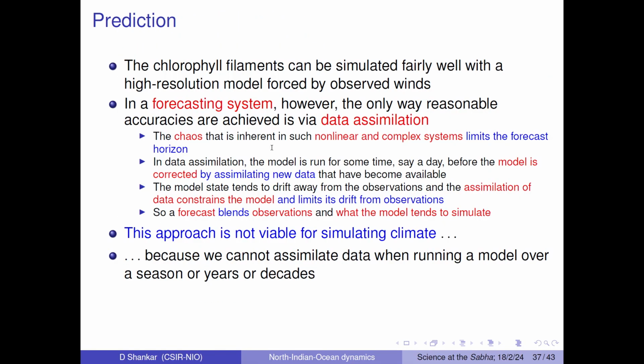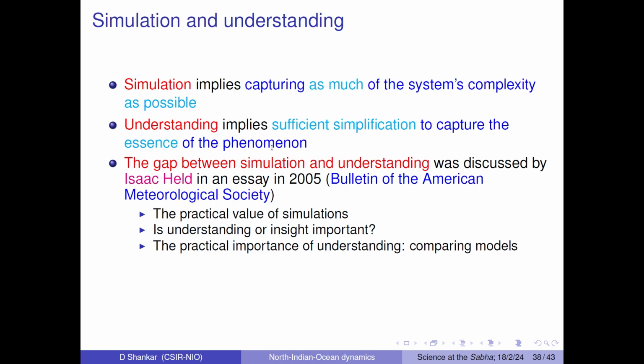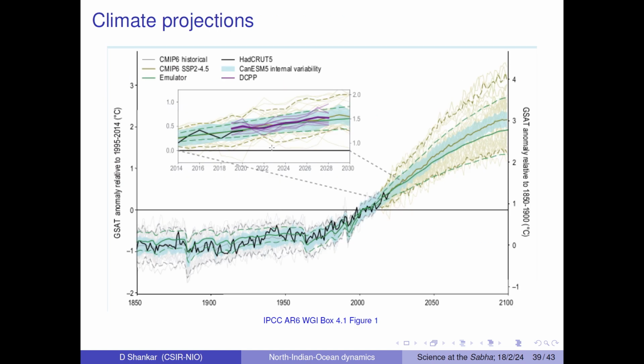So this is insight, this is simulation, and when you simulate, the only way accuracies are good is if you assimilate data over time, which is done in a forecasting system. You can't do that when you're simulating climate, and this is the problem. This is why understanding is still important. This is the deviation that you see in models in IPCC.